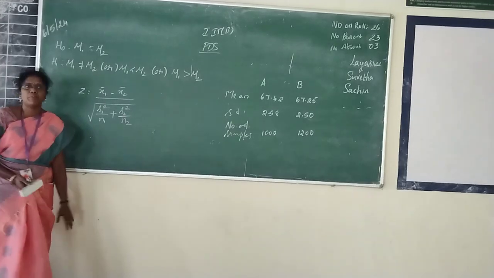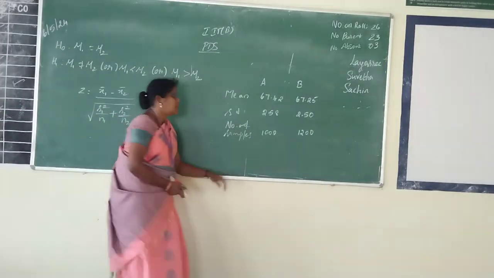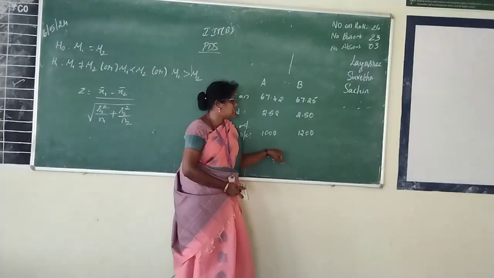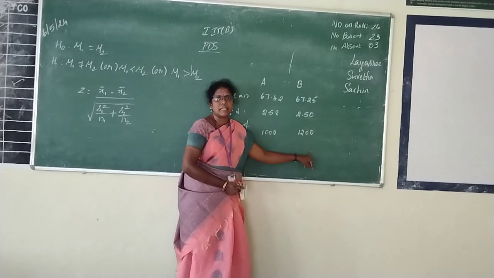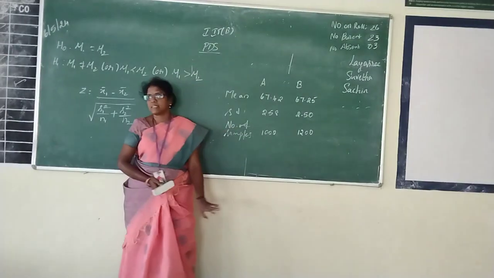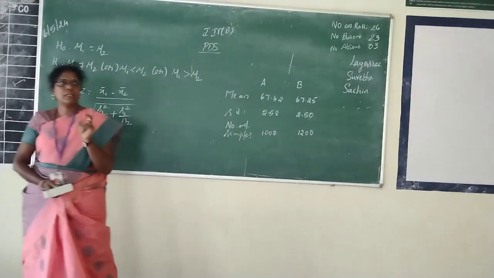Next, identify large sample or small sample. Large sample, because what is the sample size? 1000. It is greater than 30 obviously. So it is a large sample, double data.